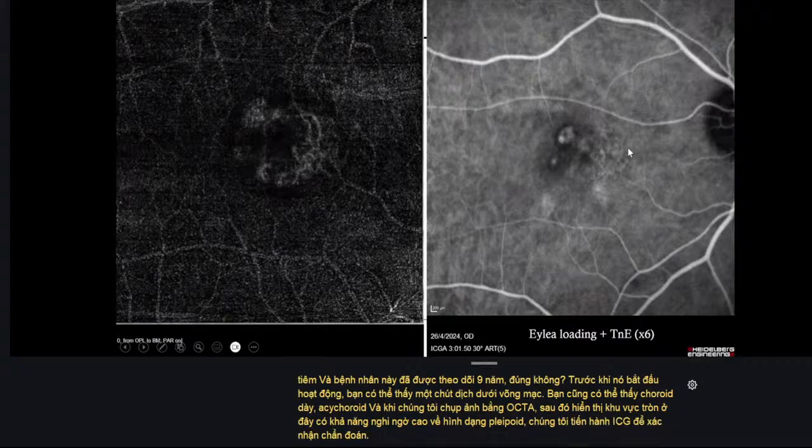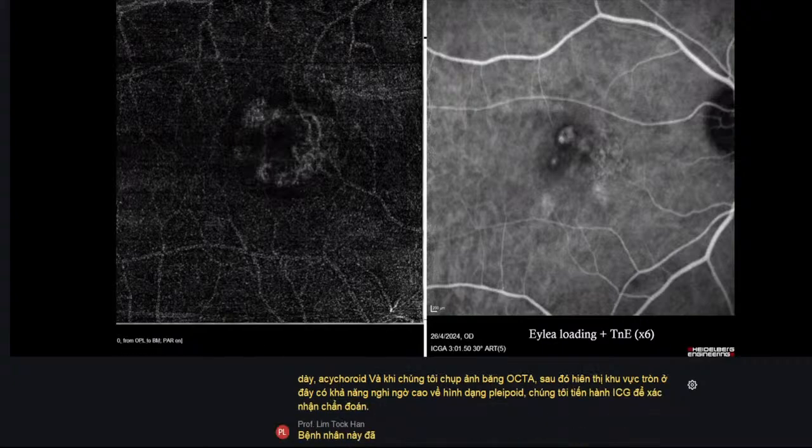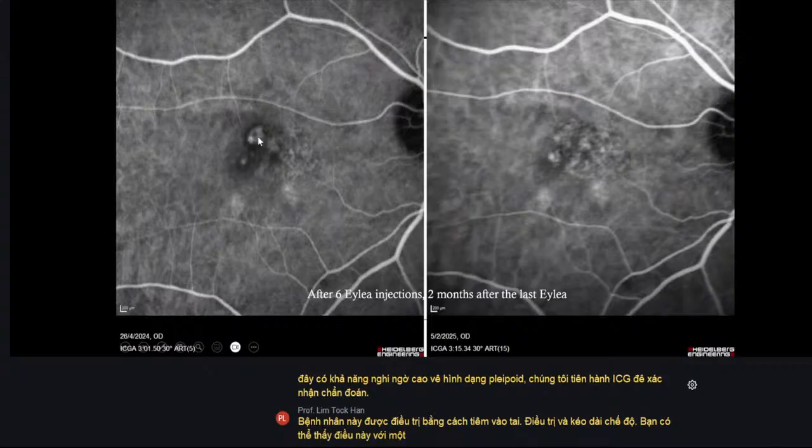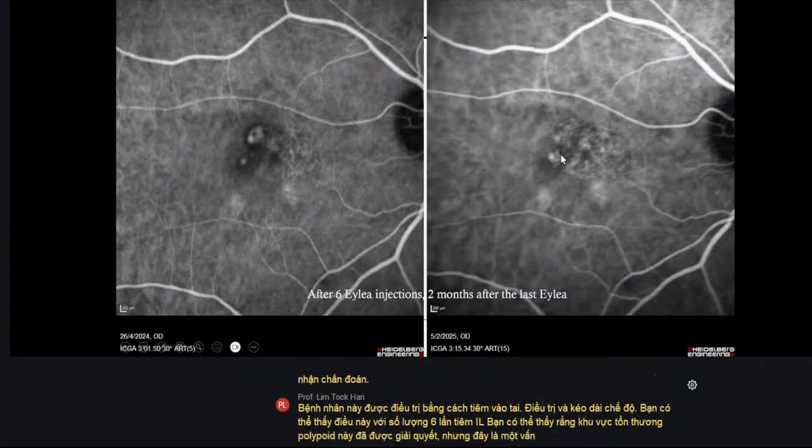Now, this patient was treated by Eylea injection, treat and extend regimen. You can see with a number of 6 Eylea injections, this area of polypoidal lesion had resolved, but this one did not go away, right? This is a recalcitrant one.